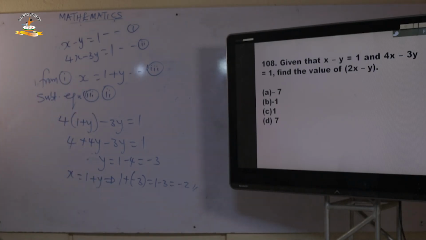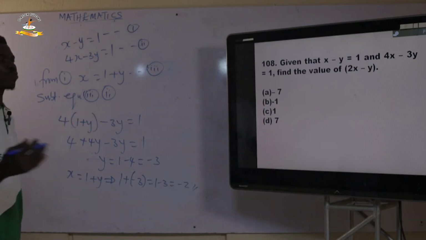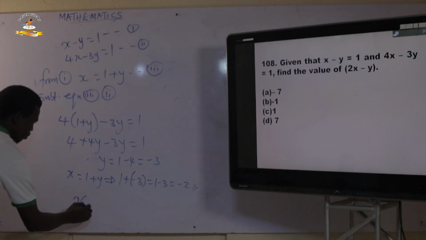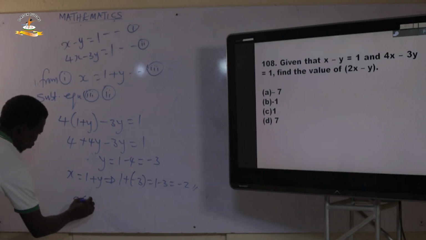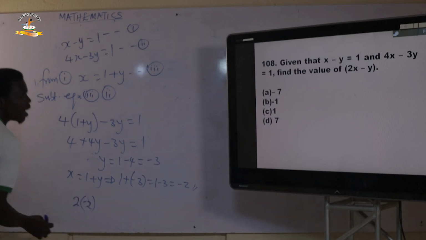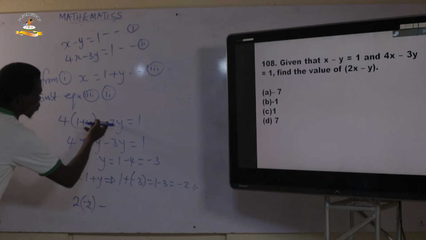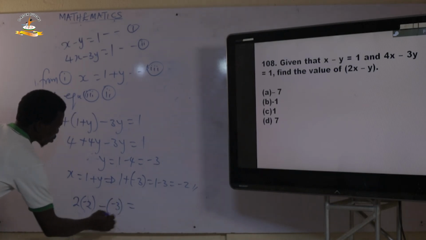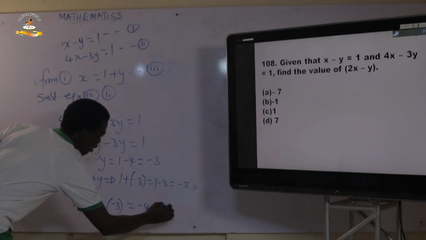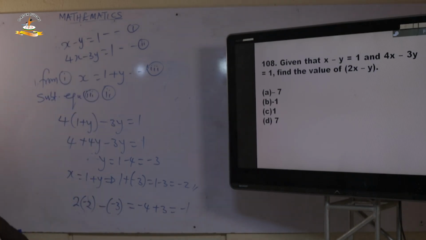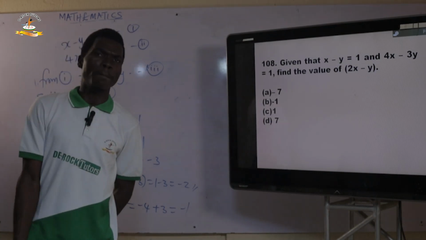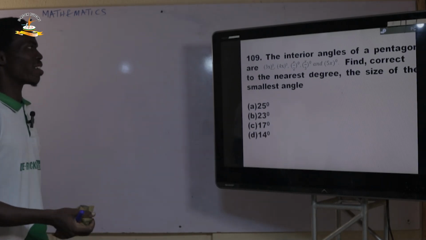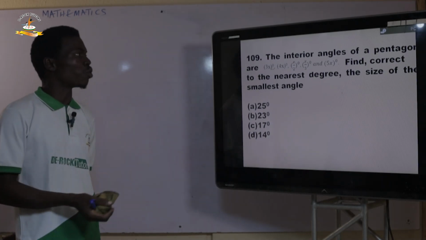Minus 2. So let's now find our what? 2x minus y. 2x minus y means what? 2 into brackets x is minus 2, minus y, minus, what was our y? Minus 3. So it's simply what? Minus 4 plus 3, and the answer here is minus 1. So the correct option is what? Option B.